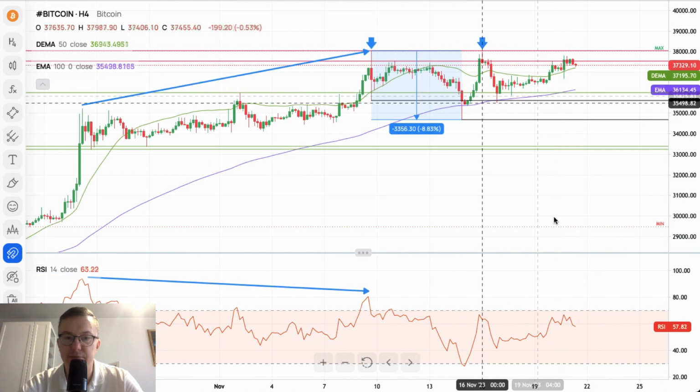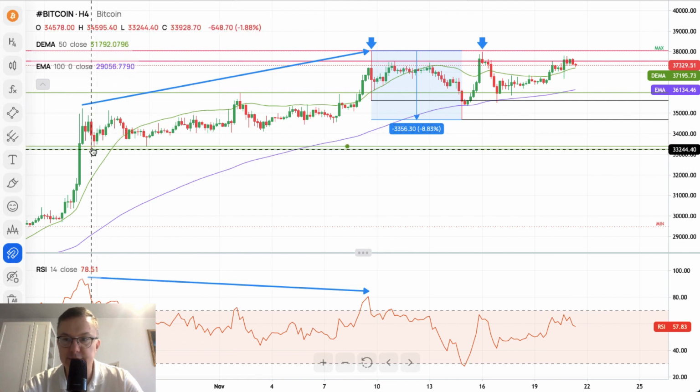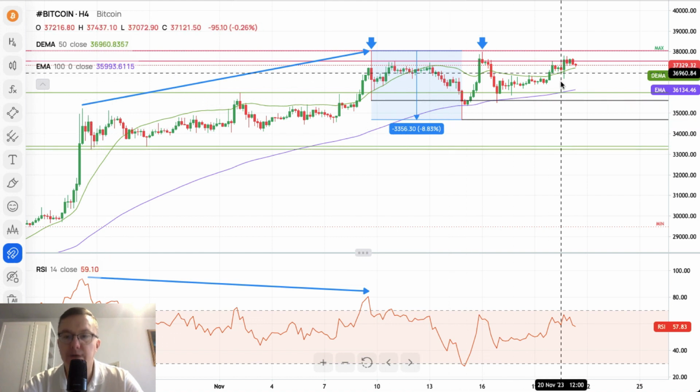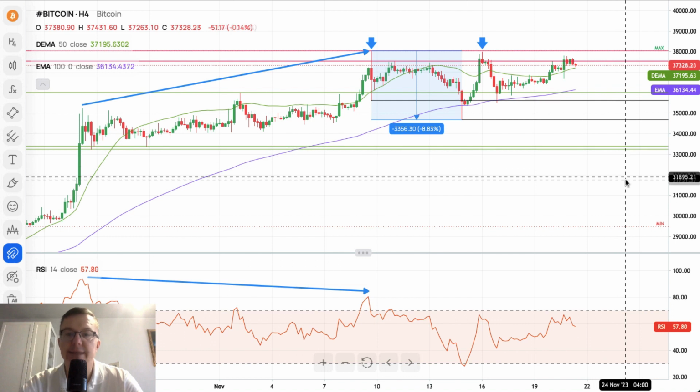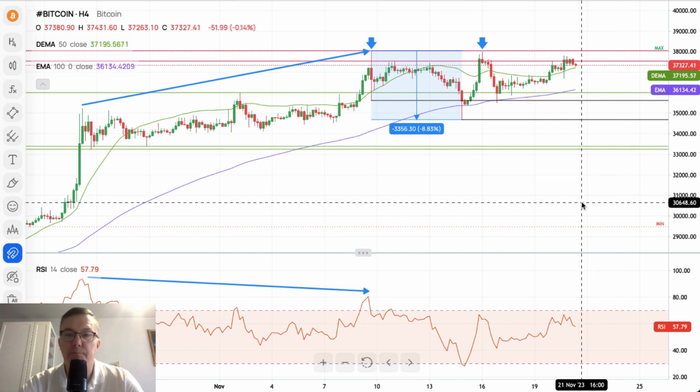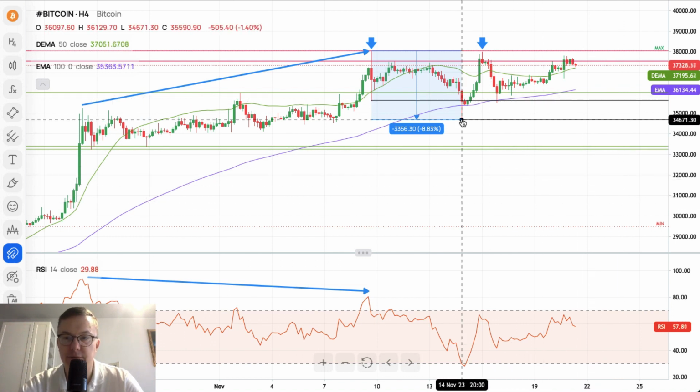Only a sustained breakout below this level here, 33,244, would change the outlook short-term and mid-term to more bearish. Otherwise, the outlook is still bullish, especially as long as we trade above 34,671. This is the low from November 14th. So please prepare for another possible rally on Bitcoin soon.